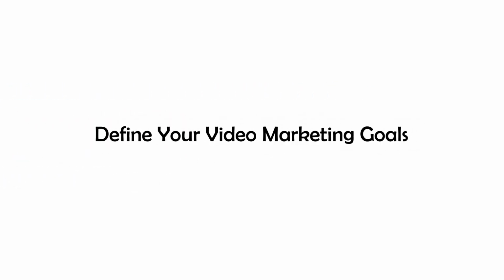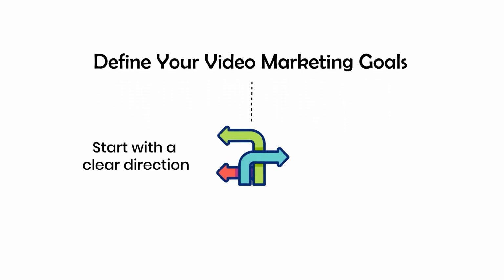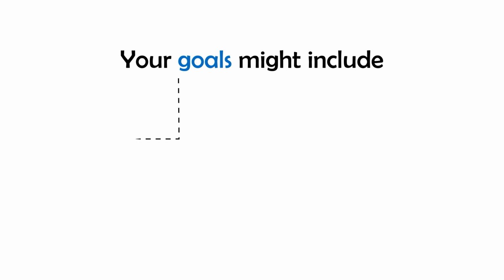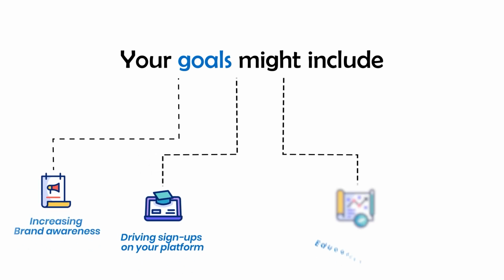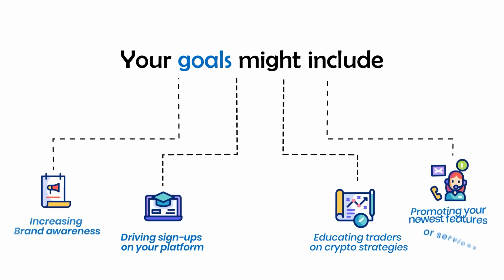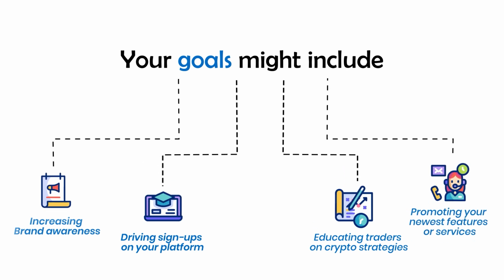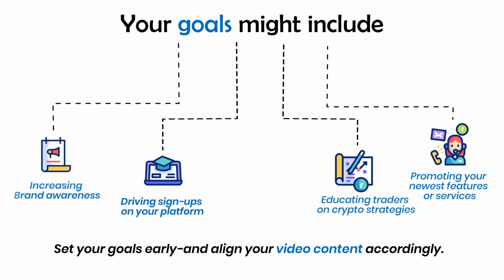Step 1. Define your video marketing goals. Start with a clear direction. What do you want to achieve? Your goals might include increasing brand awareness, driving signups on your platform, educating traders on crypto strategies, or promoting your newest features or services. Set your goals early and align your video content accordingly.